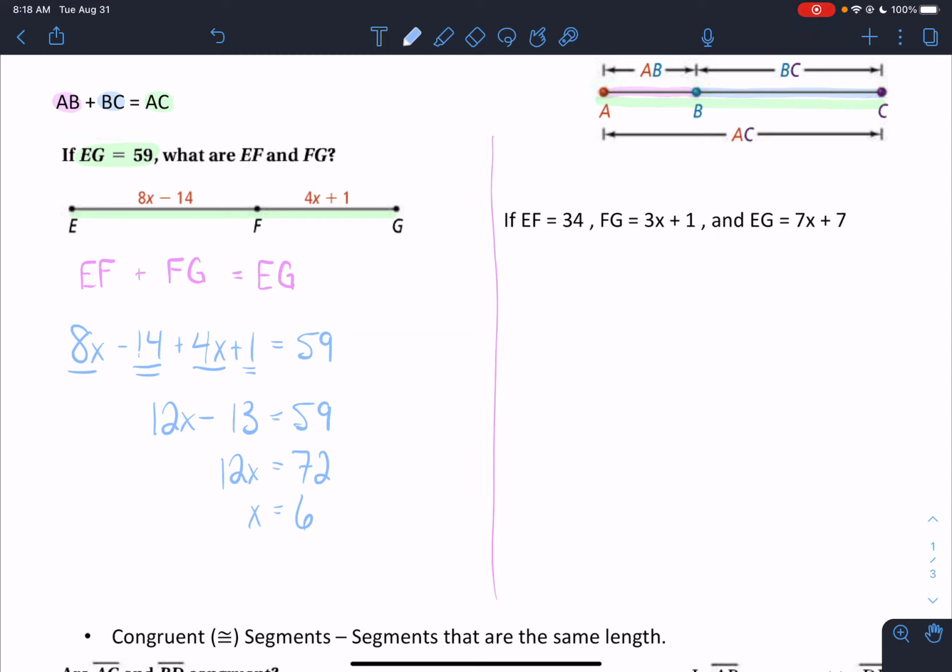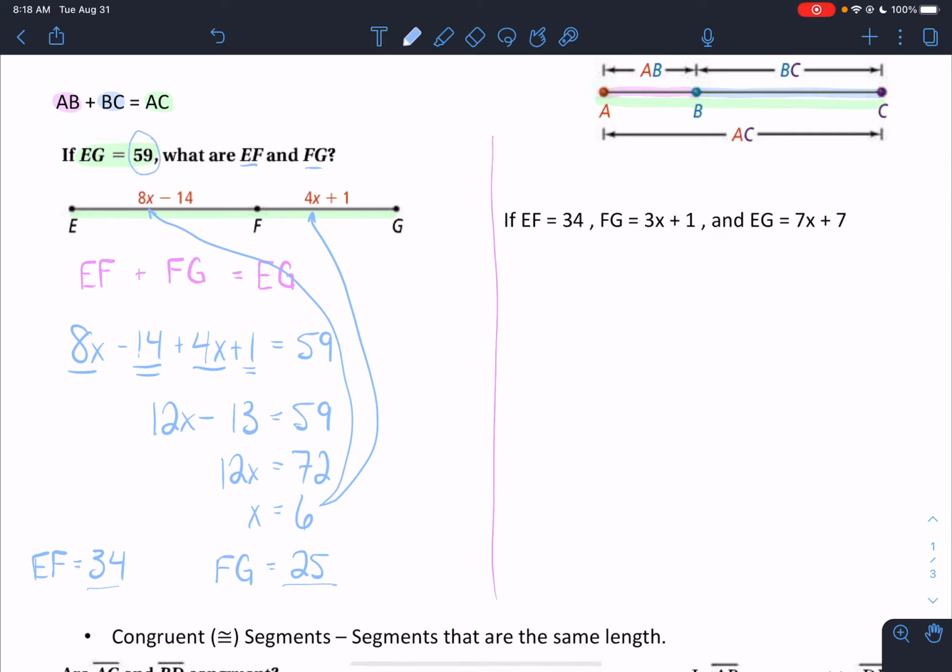Once I figure out what my x equals, again, what I want to figure out is what are EF and FG. So I don't want to end right there. What I want to do is continue on. So I'm going to grab my value for x, and I can plug it in here. And so I know that EF, so I do 6 times 8, or 8 times 6, minus 14. That gives me 34. FG, I can do the same thing. 4 times 6 plus 1 gives me 25. And again, my double check is that the two pieces add up to equal this entire amount right there.